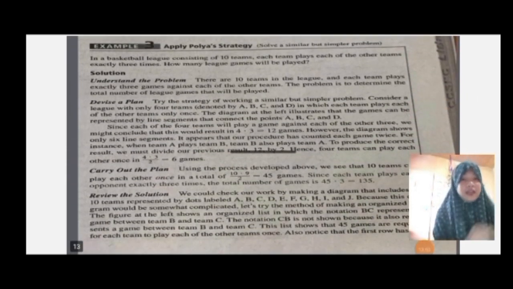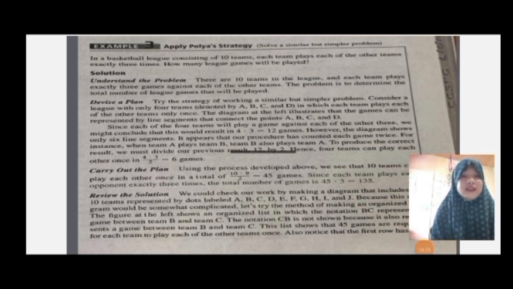For example 3, solve a similar but simpler problem. In a basketball league consisting of 10 teams, each team plays each of the other teams exactly 3 times. How many league games will be played? And understand the problem. There are 10 teams in the league and each team plays exactly 3 games against each of the other teams. And devise a plan.